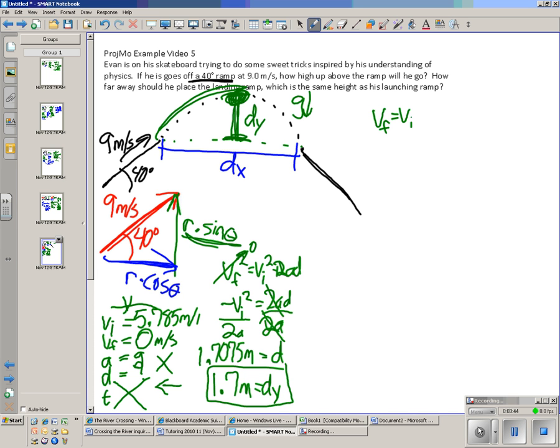VF equals VI plus AT. Okay, the final velocity once again is equal to 0, so negative VI equals AT, dividing both sides by A. And I go ahead and plug in, and I get time is equal to 0.59 seconds. Now, as we pointed out, that's only for the first part.